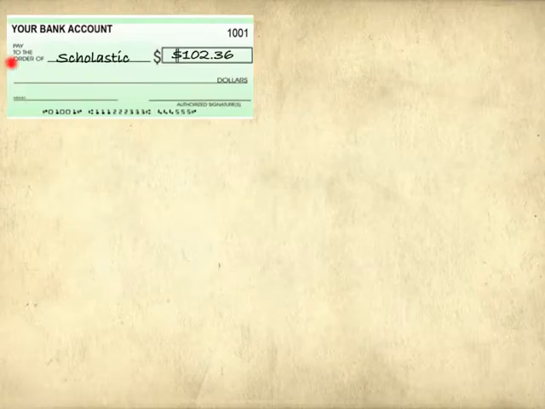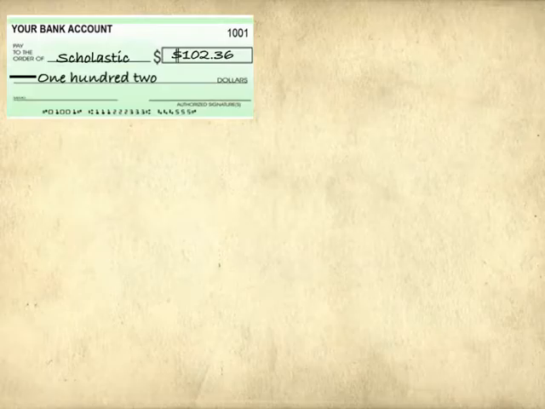Some people like to also put a line in front of and after so that nobody can add to it. So for example, if I wrote 102 and you found the check and I didn't have a line, you might add 1,000 in front of it. My dad always used to tell me to be careful to write that line.